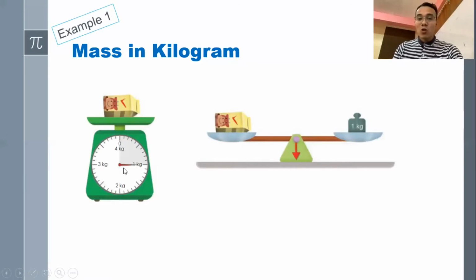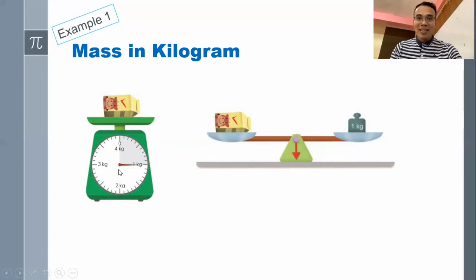I have here 2 kinds of weighing scales. The first one is what we call an analog weighing scale, and the other one is a balance scale. For the analog, you can see some numbers like 1 kilogram here, 2 kilograms, 3 kilograms, and 4 kilograms. If you want to know the mass of an object, just put the object on top of this weighing scale, and you're going to read the mass. All right?